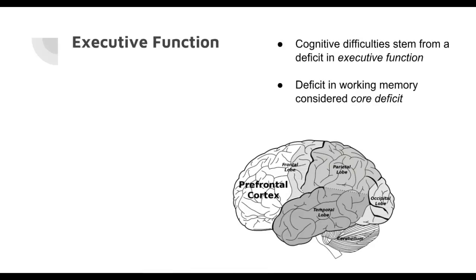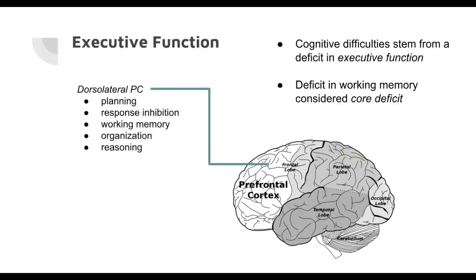One of the current working frameworks we have for where ADHD comes from is an underdevelopment in the frontal lobe. Since the frontal lobe, especially the prefrontal cortex, deals with a lot of executive functioning, we see a lot of deficits in these particular executive functions.